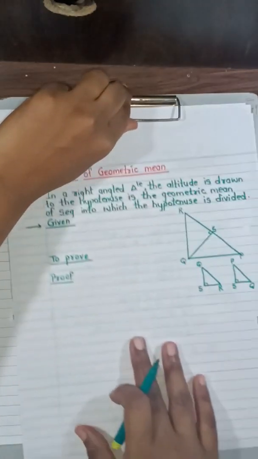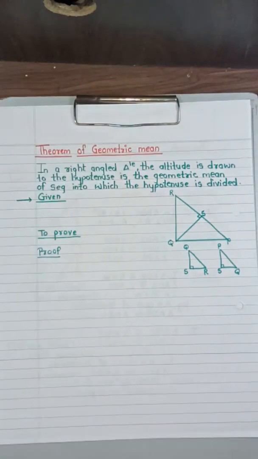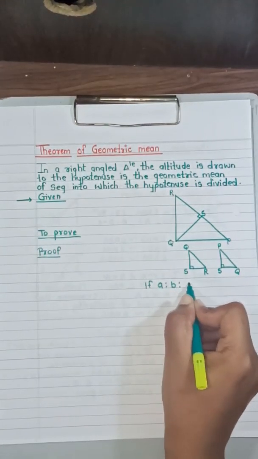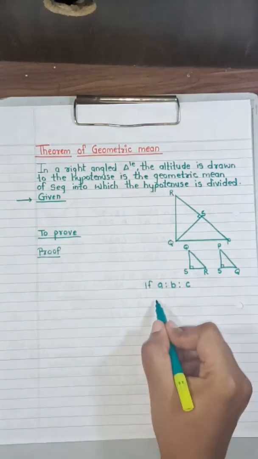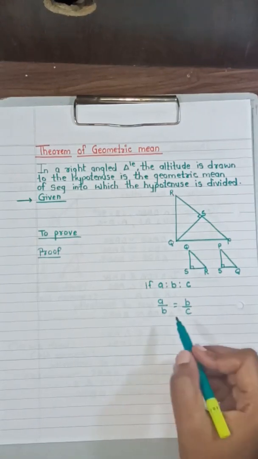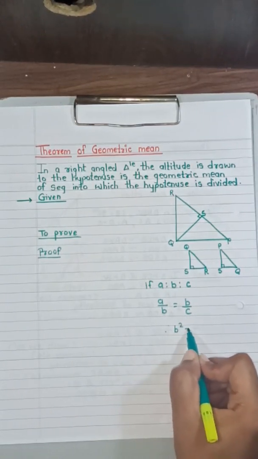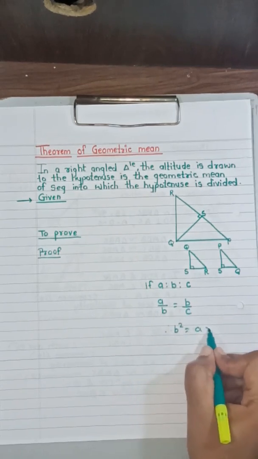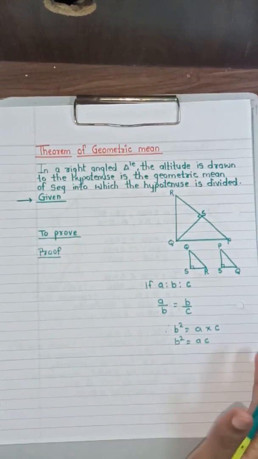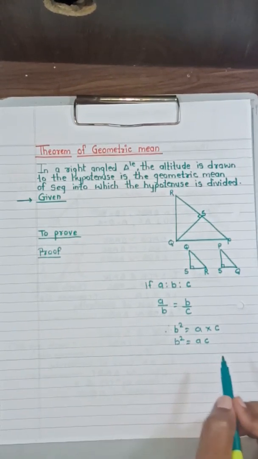Now let us move on towards the next theorem, that is geometric mean. Now children, what is geometric mean? In your previous class you have studied, if A, B, C are in proportion, then how do you write it? You write it as A upon B is equal to B upon C. Now therefore, you multiply this, B square is equal to A into C. That means B square is equal to AC, and you say that B is the geometric mean of A and C.